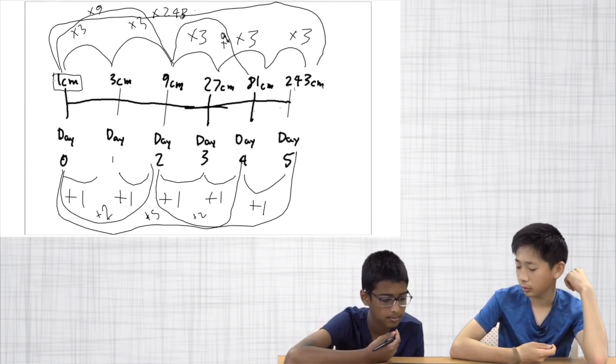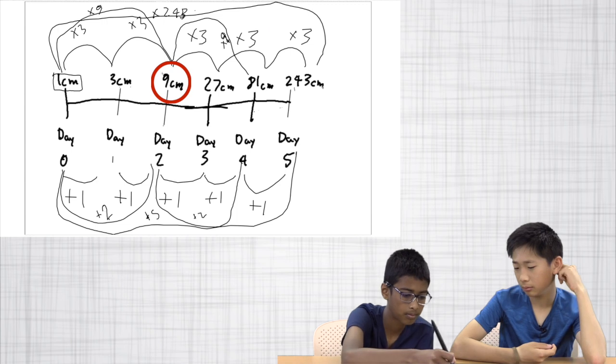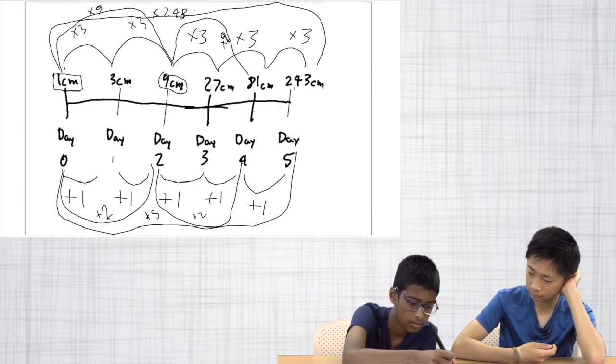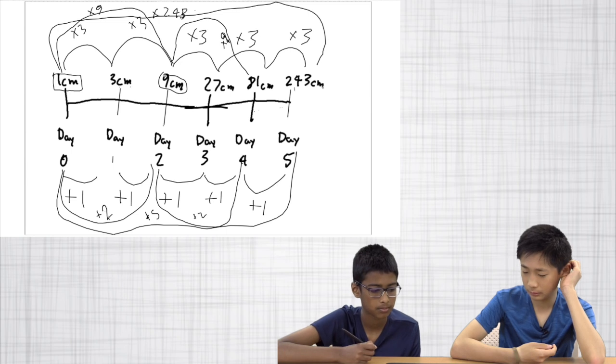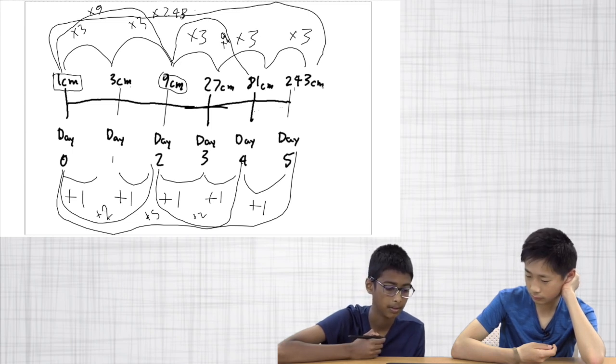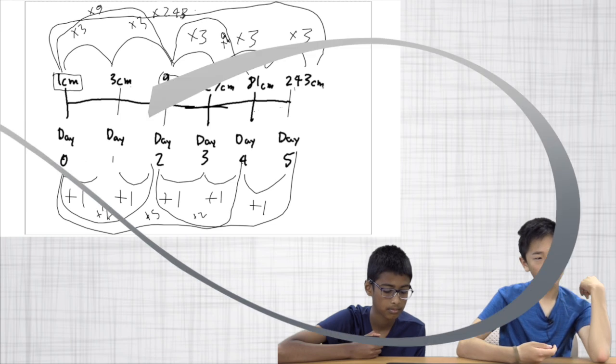What about when it's growing from day 2 to day 4? It's 3 groups of 3 groups of 9. 3 groups of 3 groups of 9 centimeters. Okay. And in general, over any 2 days, it will be 3 groups of 3 groups of what? The starting height on that day. The starting height on that day.